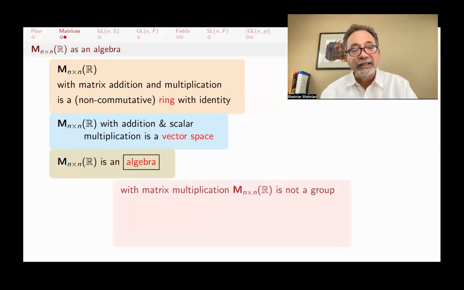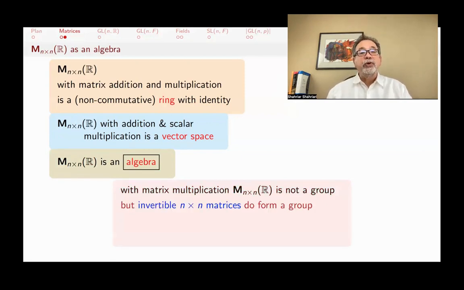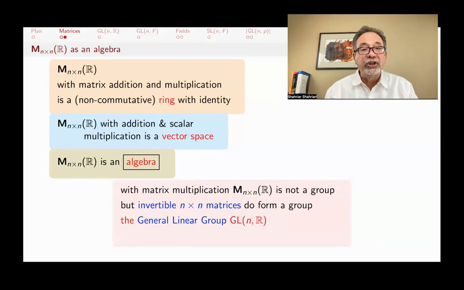The key for us is that with matrix multiplication, we don't have a group. But if we just focus on invertible matrices, if you don't look at all n by n matrices, but the ones that have an inverse, then they do form a group called the general linear group, GL_n(R). The n tells us that it's n by n matrices. The R says that the entries are real numbers.